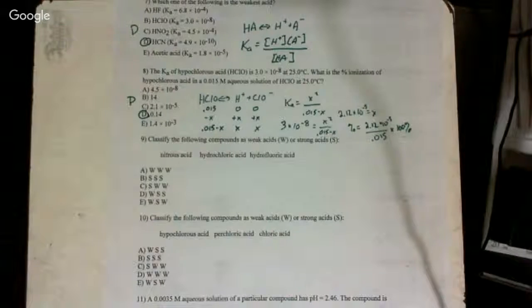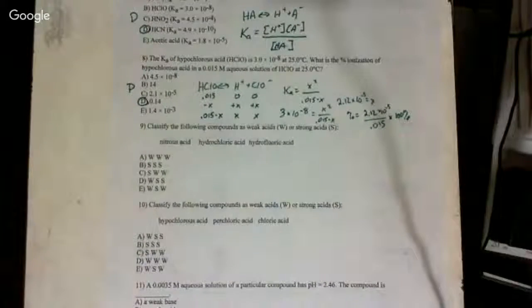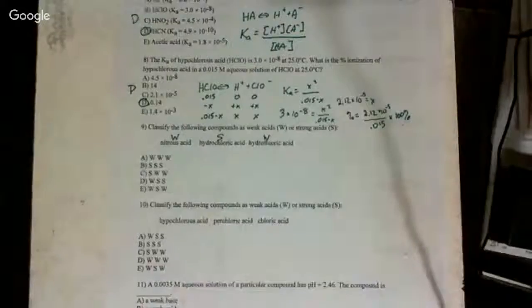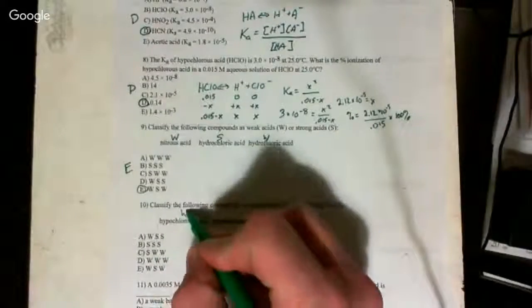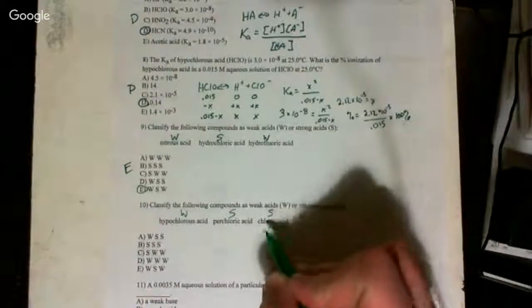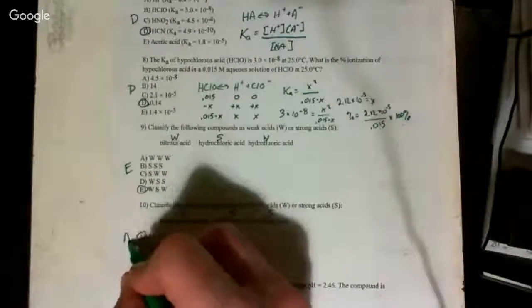Okay, numbers 9 and 10, you had to remember what your strong acids and weak acids are. Remember that there were 8. And at the end of the day here, we ended up with a weak acid here, a strong acid here, and a weak acid here. You got to know your 8 strong acids. So the best answer for number 9 is E. And in number 10, you're going to be looking at a weak, strong, and the answer here is A.